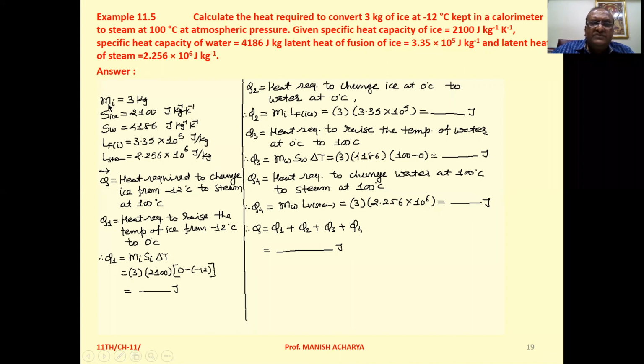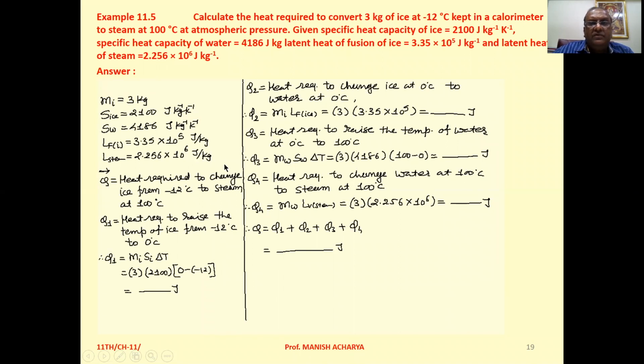Okay. Now see given data: mass of ice 3 kilogram, specific heat capacity of ice 2100 joule per kilogram Kelvin, specific heat of water 4186 joule per kilogram Kelvin, latent heat of fusion of ice 3.35 into 10 raised to 5 joule per kilogram, latent heat for steam 2.256 into 10 raised to 6 joule per kilogram.